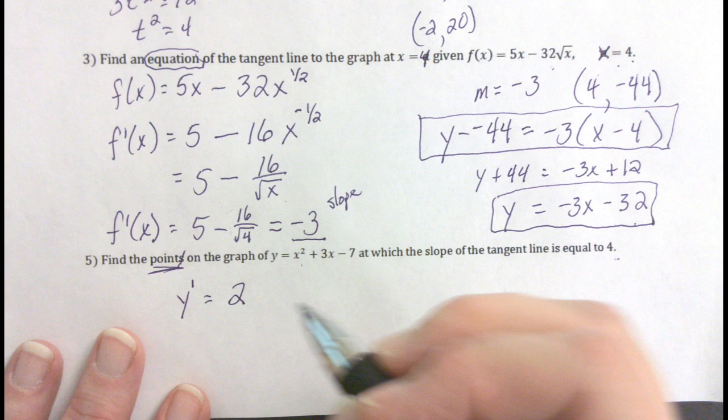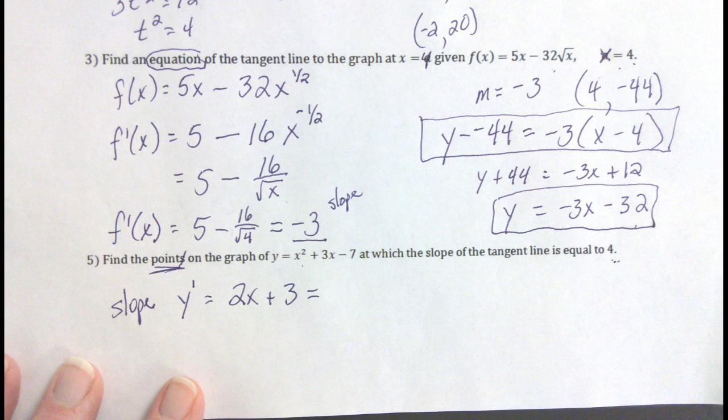Wow. Okay, so we want to know where the slope is equal to 4. So literally, I want to know where this equals 4. I'm not plugging in 4. I want it to equal 4. So 2x equals 1. So x equals 1/2.